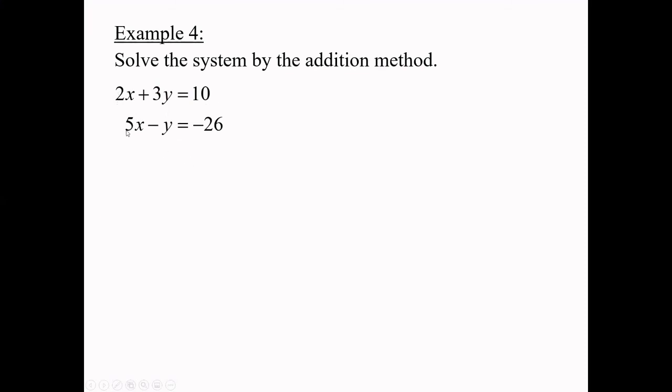Here, I've got a 2 and a 5, greatest common or least common factor of these two would be 10. So I could multiply this by -5, multiply this equation by +2. If I wanted to eliminate the y's first, which is probably what I'm going to do because I've already got opposite signs, I would just multiply this equation by 3 because it's easier than multiplying that one by 5 and this one by 2 of opposite signs.